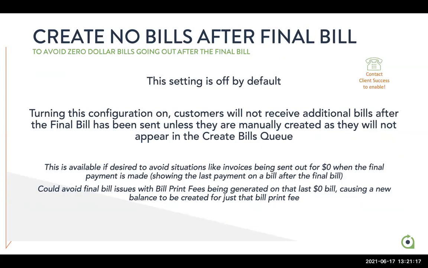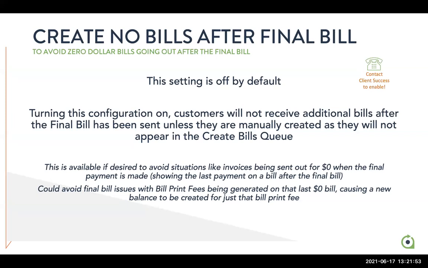One other item is a setting that, again, is off by default. If you want it enabled, you'll contact client success. This one will avoid $0 bills going out after the final bill. So when you turn this configuration on, again, it is off by default, customers will not receive additional bills after the final bill has been sent unless they're manually created. They won't appear in the create bills queue. So if you need to send another bill out, you'd have to go to the customer account and send it out manually.